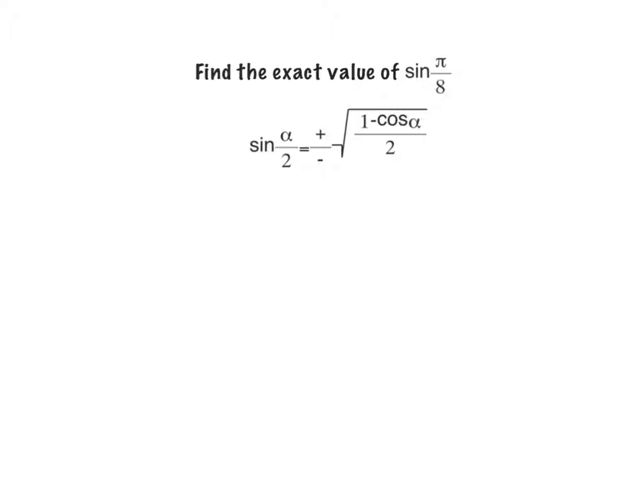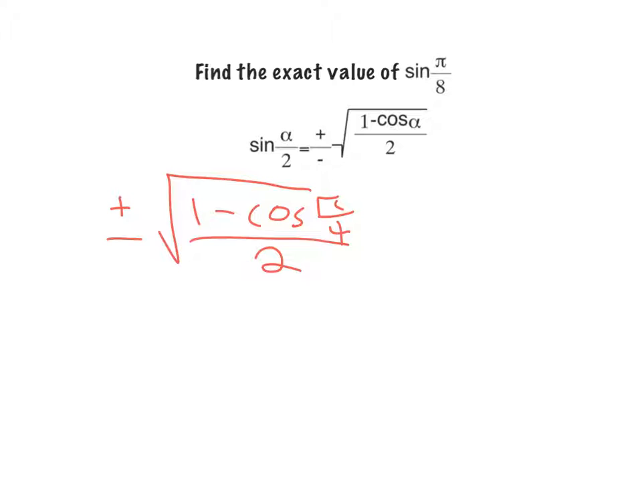Now that we have a problem here, what we have to do is take our sine of pi over 8 and turn it into sine of pi over 4 over 2. Then, using that, we're going to plug that into the equation on the right. We're going to use plus or minus root 1 minus cosine of pi over 4 over 2.